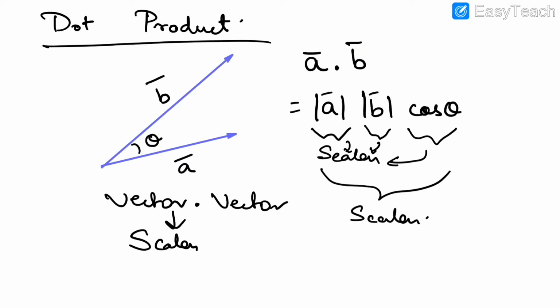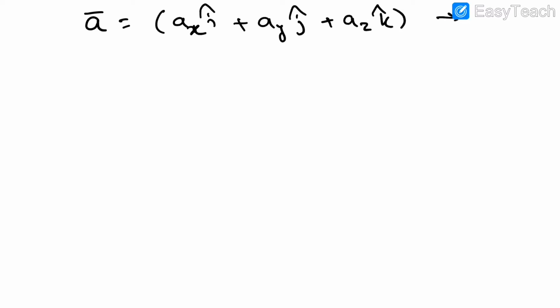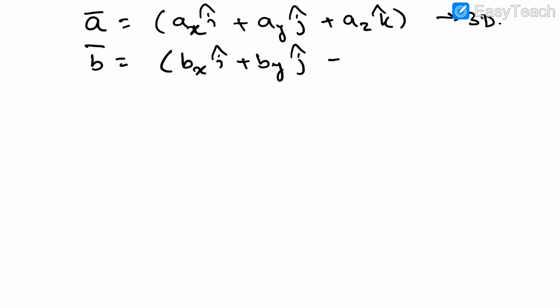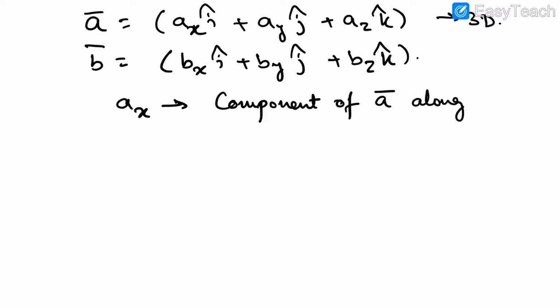Now we'll see in terms of the Cartesian coordinates. Suppose A is ax i cap plus ay j cap plus az k cap, any general A vector in 3D. And another general vector in 3D, bx i cap plus by j cap plus bz k cap. By the way, what do we call this ax, ay, az? It has a name. ax is called the component of A vector along x-axis. Similarly, ay is the component of A vector along y-axis, and so on. So general representation we have done.